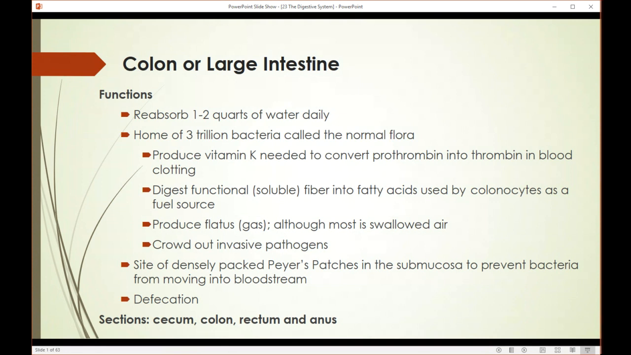And it's also the site of those densely packed Peyer's patches. Remember we talked about Peyer's patches in our immune system. Okay? They help to prevent bacteria from moving into the bloodstream.